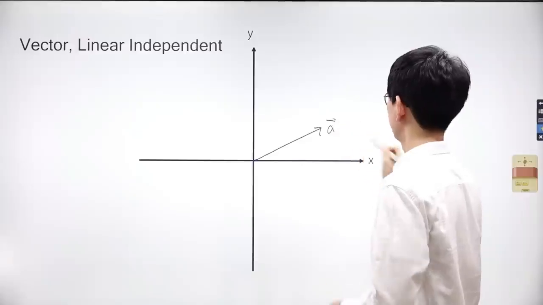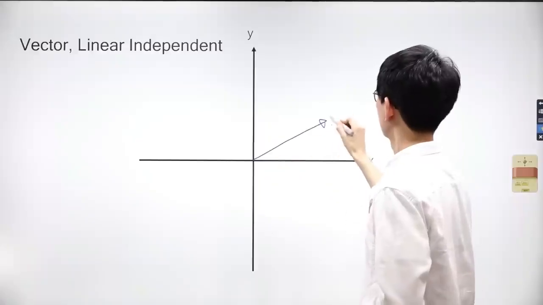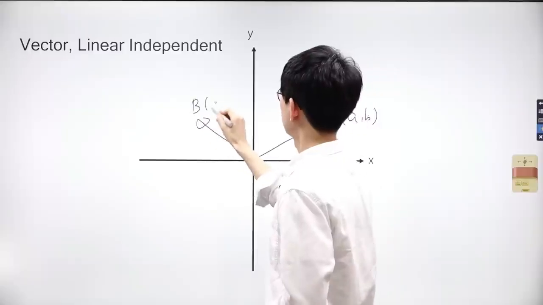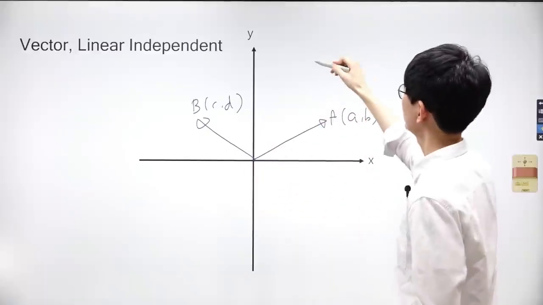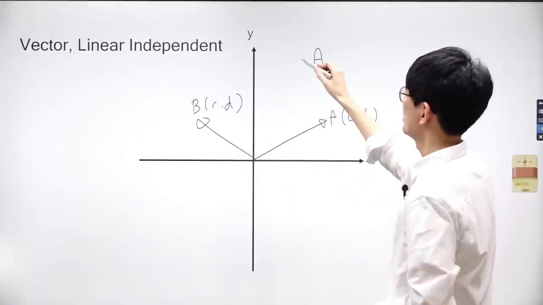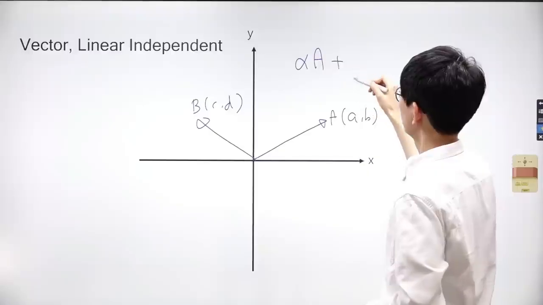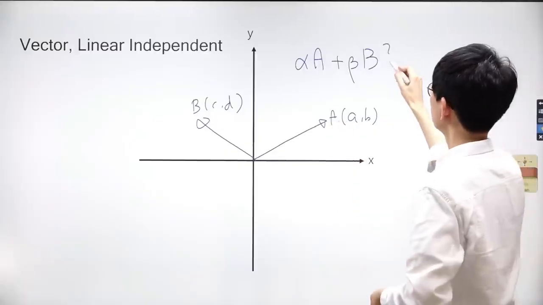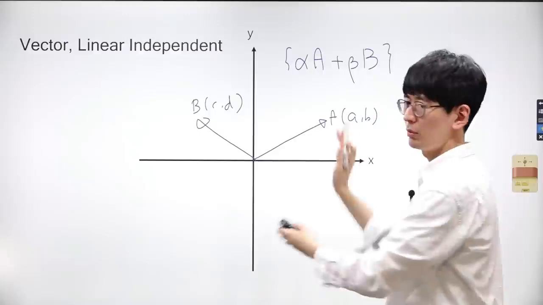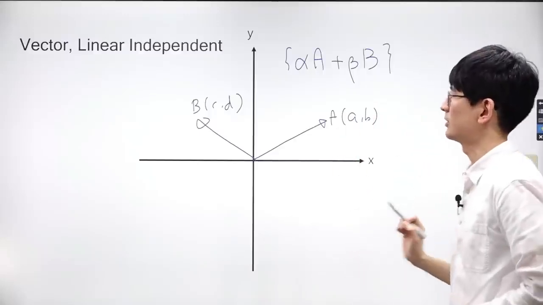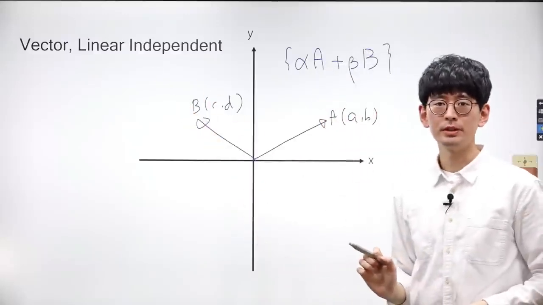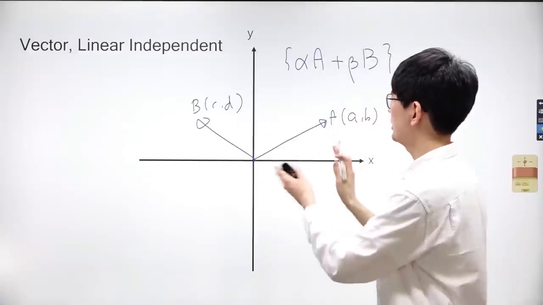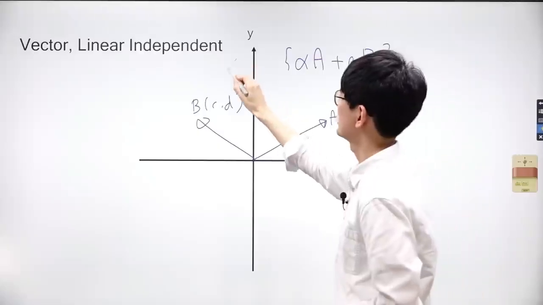I'll delve into a more mathematical explanation of linear independence. Suppose we have vector A with coordinates a, b, and vector B with coordinates c, d. If we can construct any point on the plane using the form alpha A plus beta B, then vectors A and B are considered linearly independent. Here, alpha and beta represent scalars. A simpler but less formal definition is that two vectors are considered linearly independent when we can reach any point on the plane by splitting and merging them.